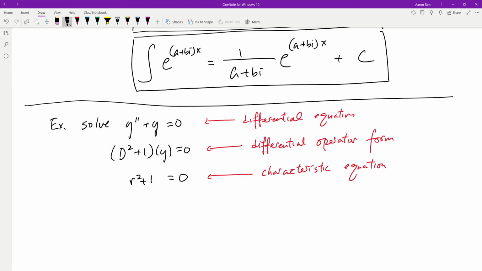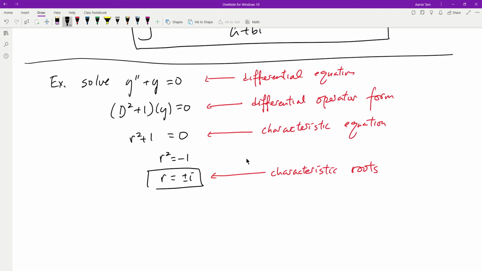It is from the characteristic equation that we solve to form the solution set to this differential equation. Notice that because r squared plus 1 equals 0, r squared equals negative 1, so r equals plus or minus i. That is our characteristic root. In this case, there are two, and they are complex. Because they're complex, they have to be conjugates of each other, so there will never be repeated roots. Unless you have 4 roots, then you could have repeated complex roots. But if you only have 2 roots, they have to be a conjugate pair.